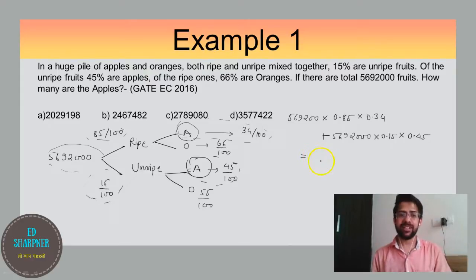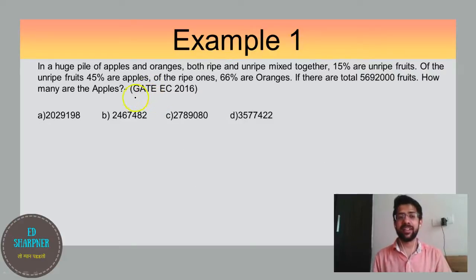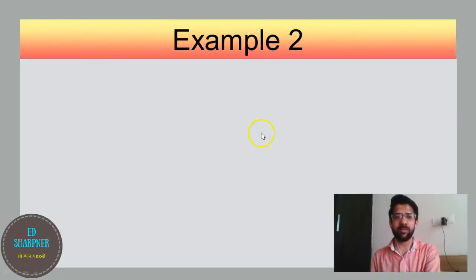So this answer comes out to be 2029198. So these many apples are present in the huge pile. So friends, this was asked in the GATE Electronics and Communication paper 2016 in the General Aptitude section. Let us see another problem.